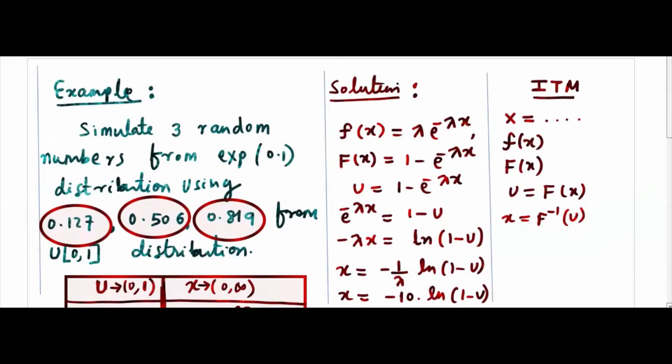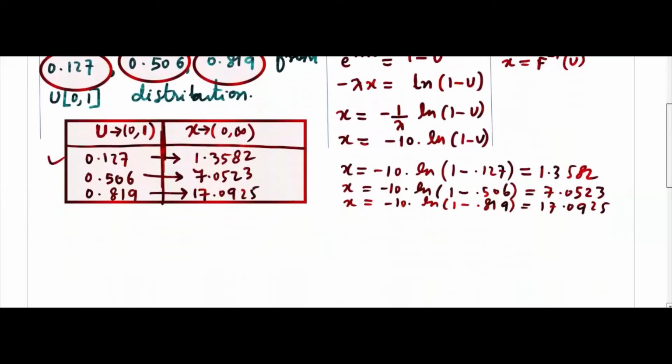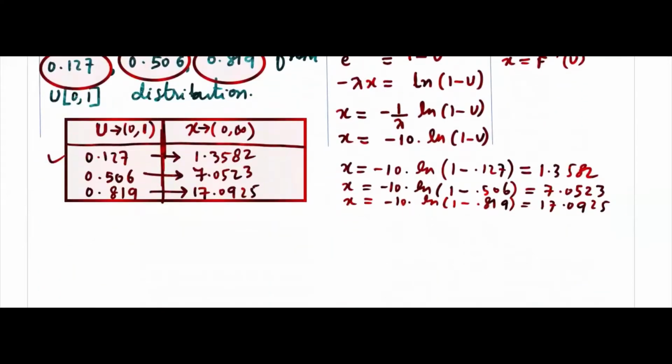The question is to simulate three random numbers from the exponential distribution. We are interested in the exponential distribution. Its range is 0 to infinity, so you can get any number, but they are positive. Range 0 to infinity means you will never get a negative number.